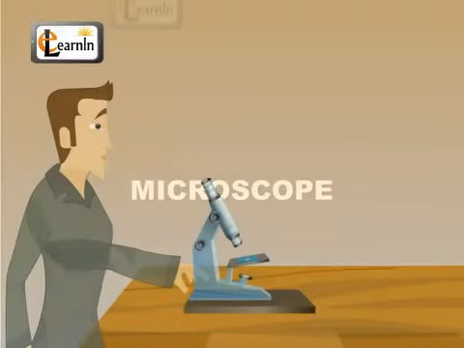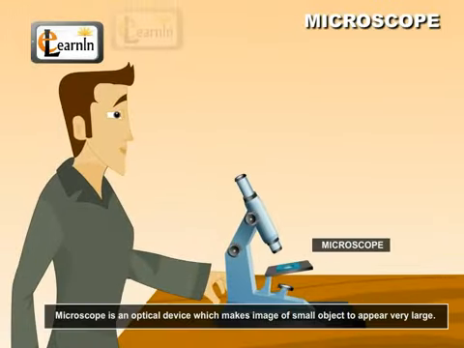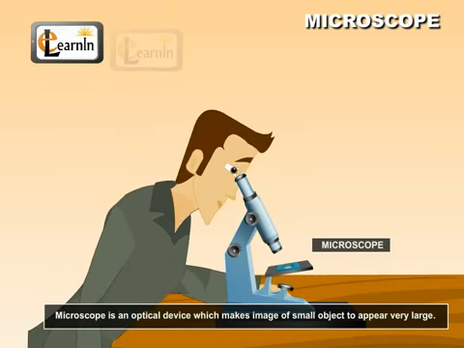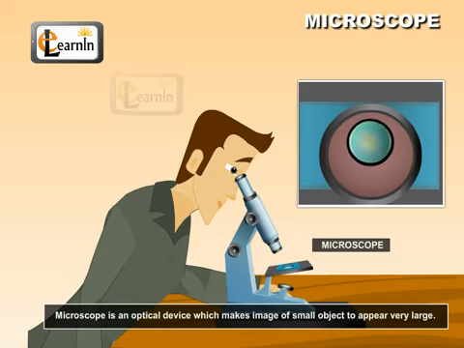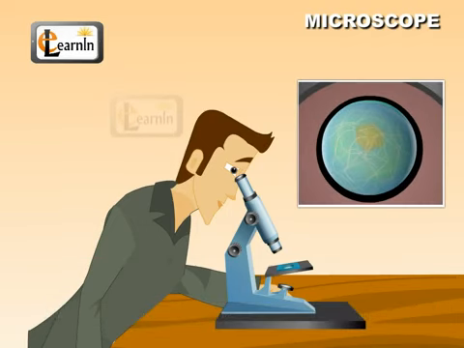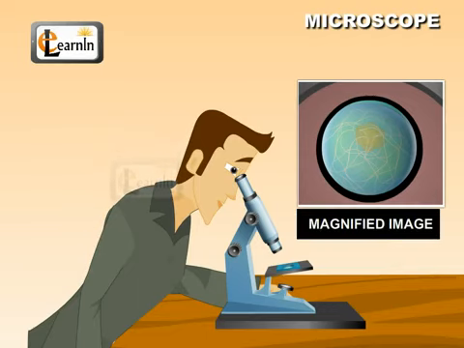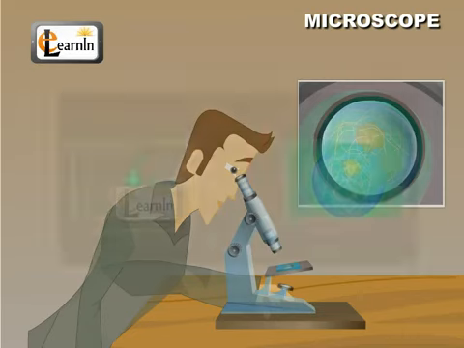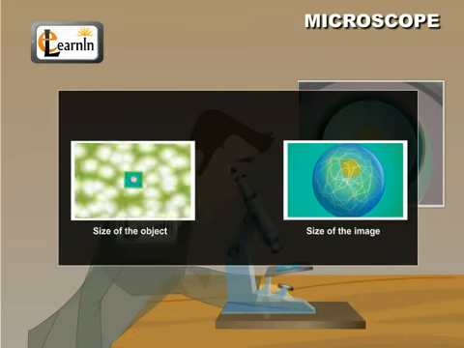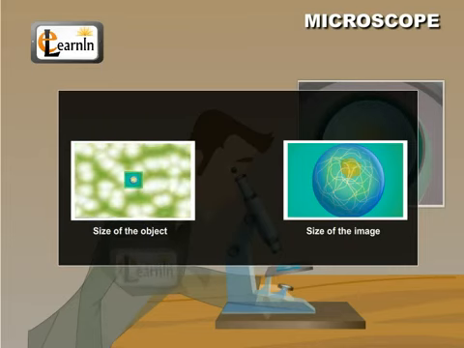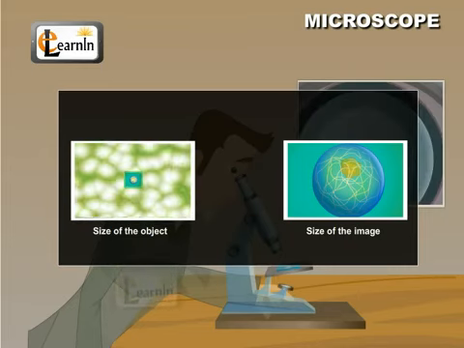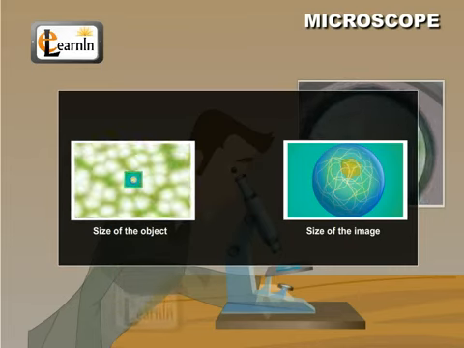Microscope. A microscope is an optical device which makes an image of a small object appear very large. When the size of the image is larger than the size of the object, the image is said to be magnified. In other words, the image is said to be magnified when the ratio of the size of the image to the size of the object is larger than one.